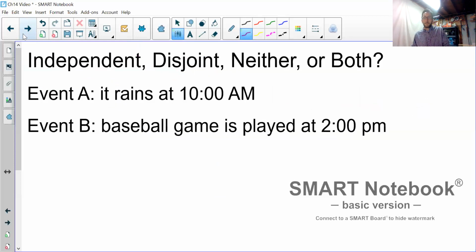Rains at 10 a.m., baseball game at 2 o'clock. What do you think? They're not disjoint because both of them can happen, right? It can rain at 10, and they could clear up at 10:15, and we could play baseball at 2, sure.